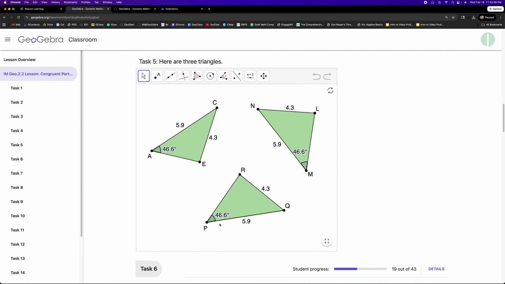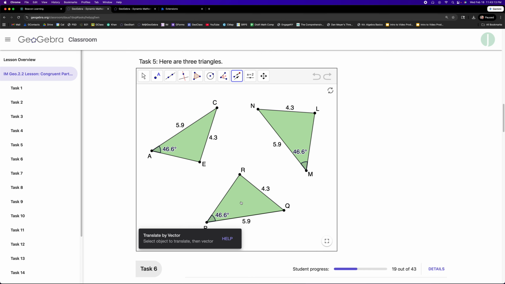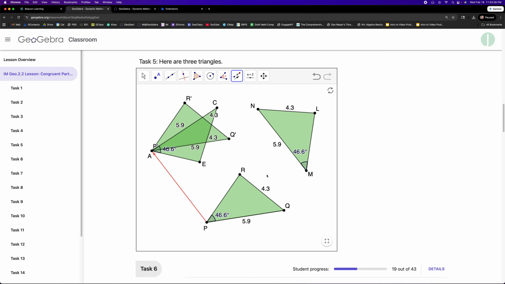First things first, I know that this angle right here is 46.6, and this angle right here is 46.6, so these corners have to go together. So I'm going to translate first. I'm going to go up to my transformations menu and translate by vector. I'm going to select inside this triangle so that I've got the whole triangle. Notice how it highlights. Then I'm going to say that I want it to go from P over to A. There, we've done that.